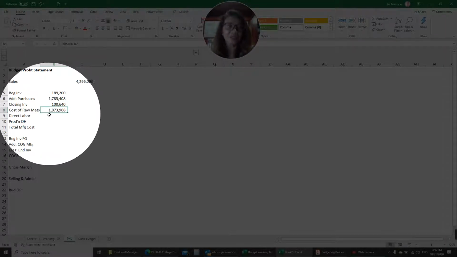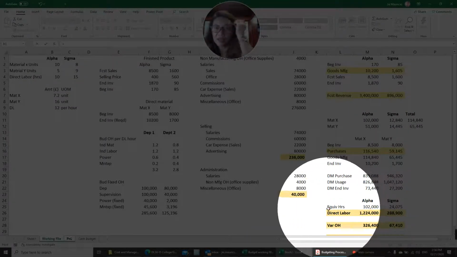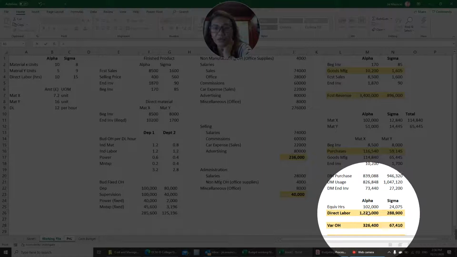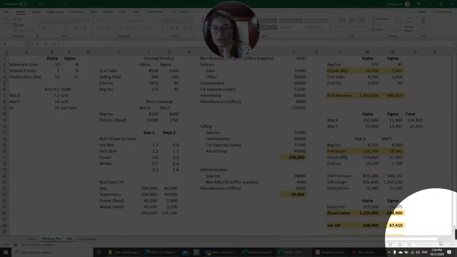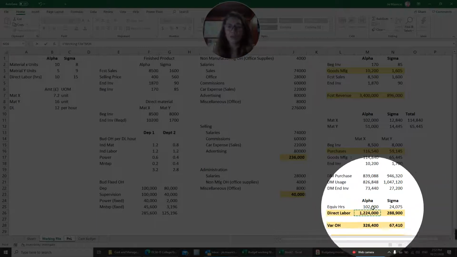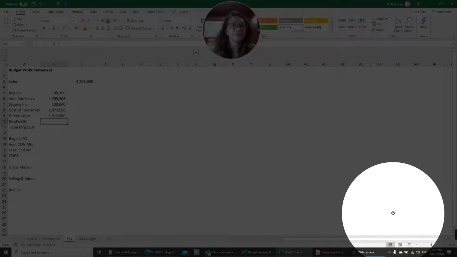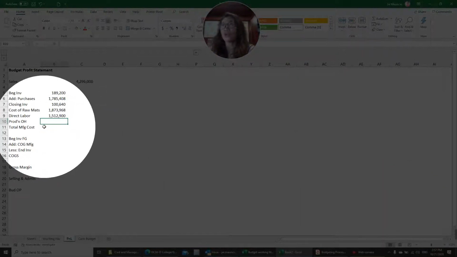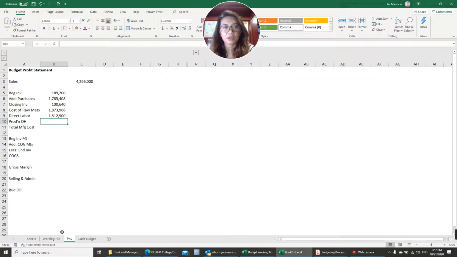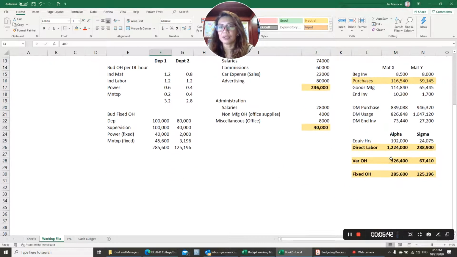Now, in terms of the direct labor, I think it is indicated here. We have computed the equivalent amount for the direct labor. Let me make it a bit bigger. Oh, I can't make it bigger. So 1.2 million plus 288,900, which is 151,900. Now, in terms of production overhead, let me make this a bit bigger, okay?